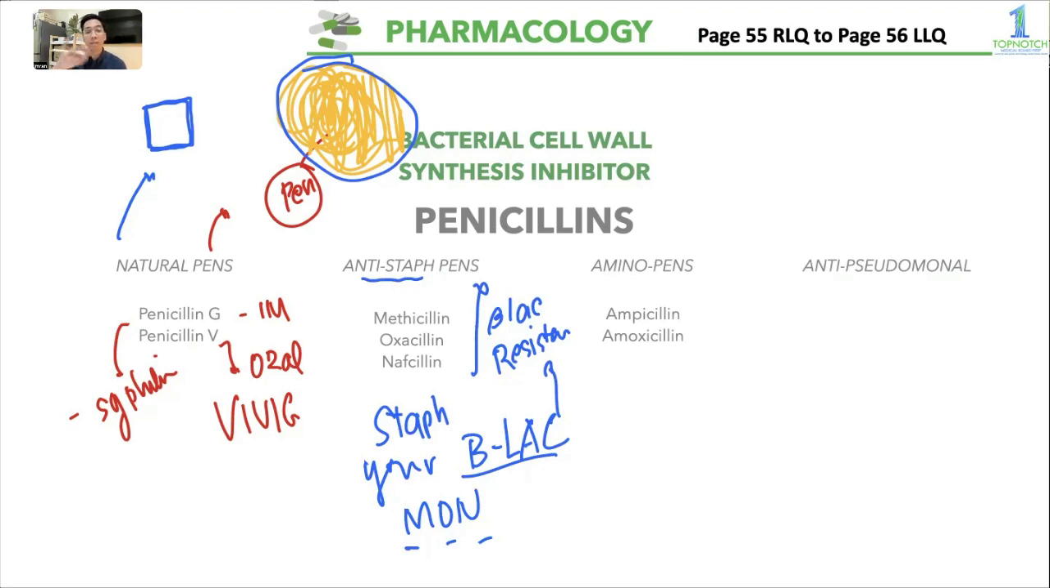Meron silang side effect na tinatawag na interstitial nephritis. And your naphthalene, N for naphthalene, no? And can also cause neutropenia, no? Neutropenia. And for naphthalene, and for neutropenia.